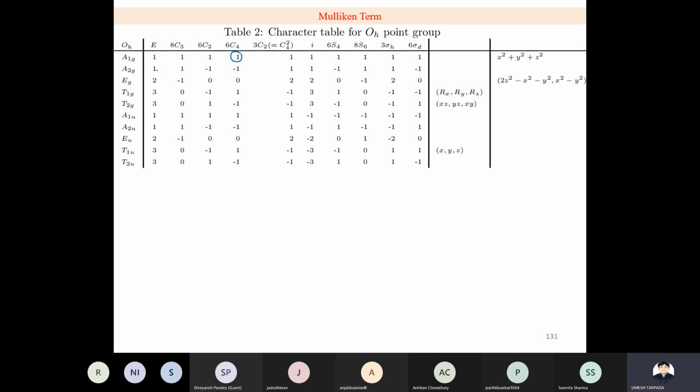The rotation axis is 1, and you can have a g. The inversion i is 1, so it is g. The perpendicular plane is also 1. Okay, so in this way you can have the next, A2g.